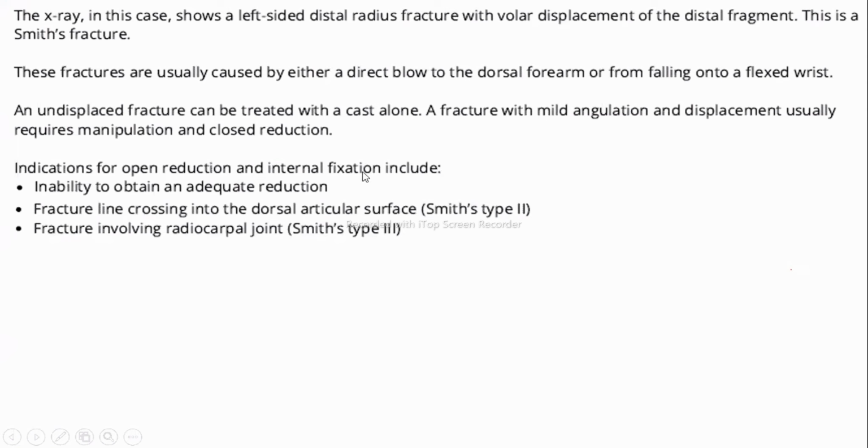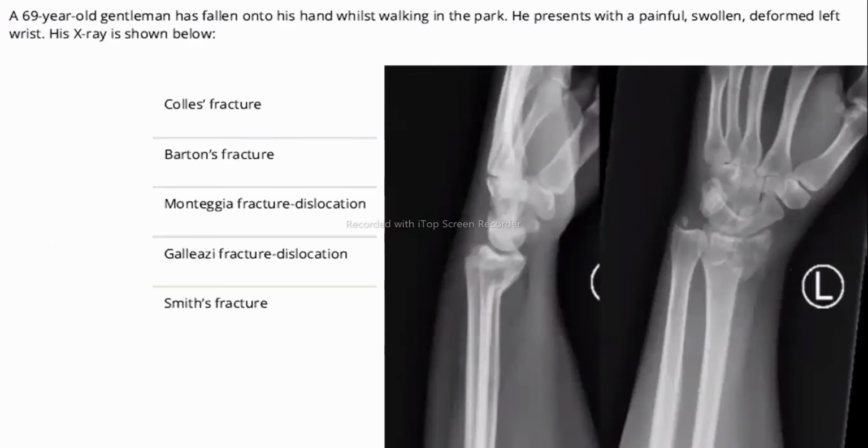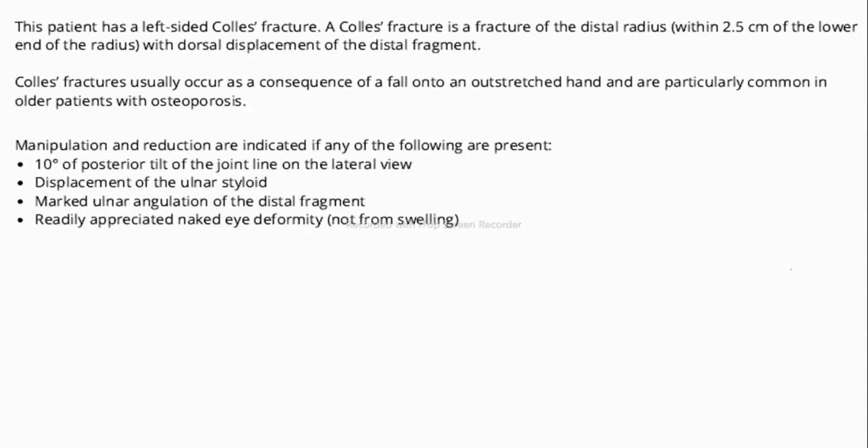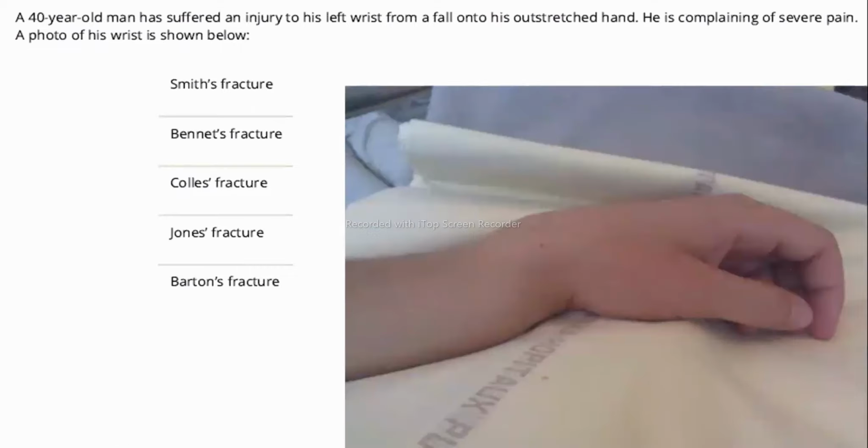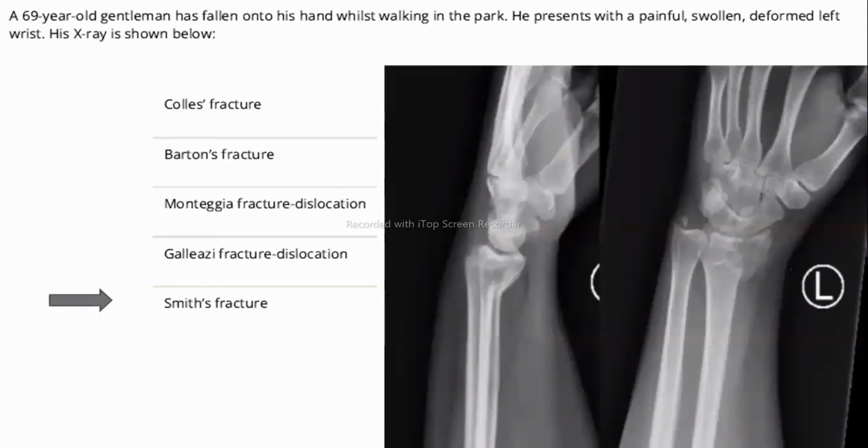Indication for open reduction. Regarding Colles fracture, they mention only manipulation and reduction. Did they mention ORIF here? No. So yes, that's why it's a Smith fracture. It's important and common in the exam because some people will think it's a Colles fracture, and one mark is enough to pass. Be familiar with that.